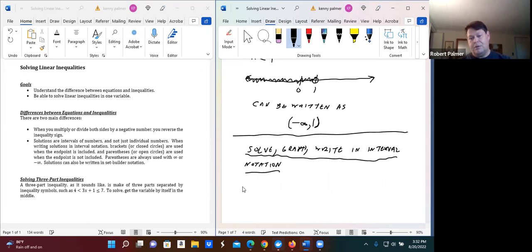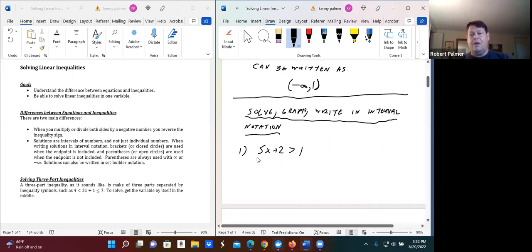Okay, let's look at our first one, number 1. Let's do a basic one. So let's say we have 5x plus 2 is greater than 1. Now, our goal is just like it is with an equation, we want to get x by itself. And we said our rules are mostly the same. So to get x by itself, first let's subtract 2 from both sides.